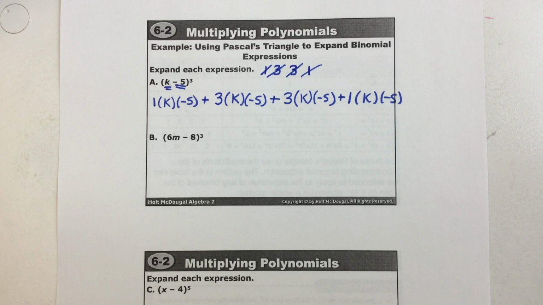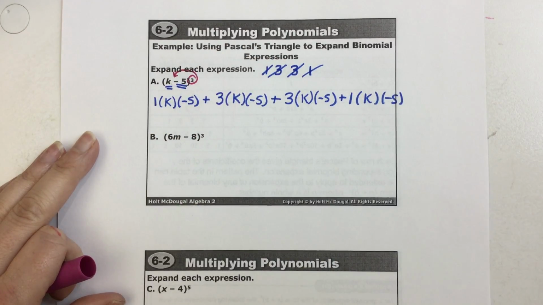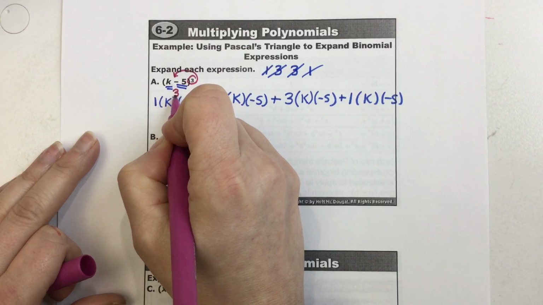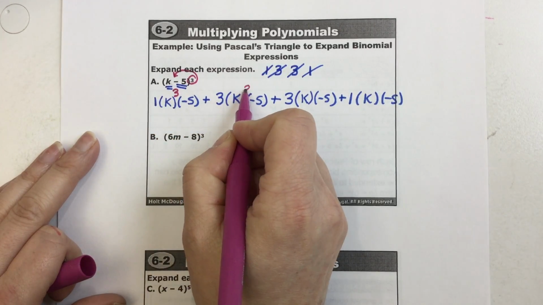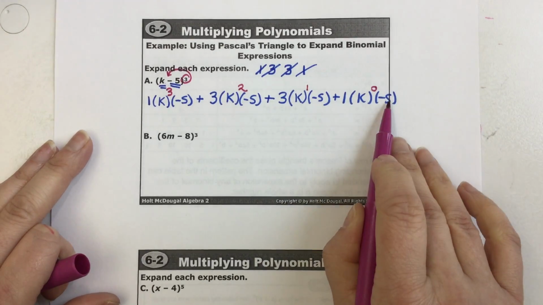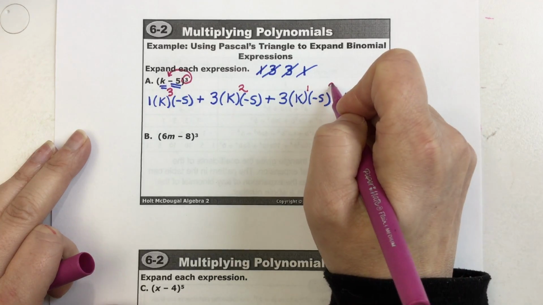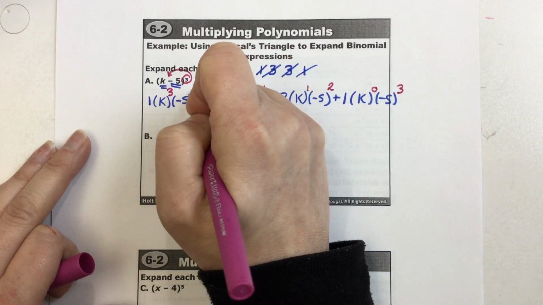Now what we need to do is take care of the exponents. This is so cool. The first term in the binomial starts with whatever the given exponent is. So it gets a 3. Then in the next group, the k will get a 2. Then it will get a 1. Then it will get a 0. Now the -5 does the opposite. In the last term, it gets the 3. Then when I move forward, 2, 1, 0.